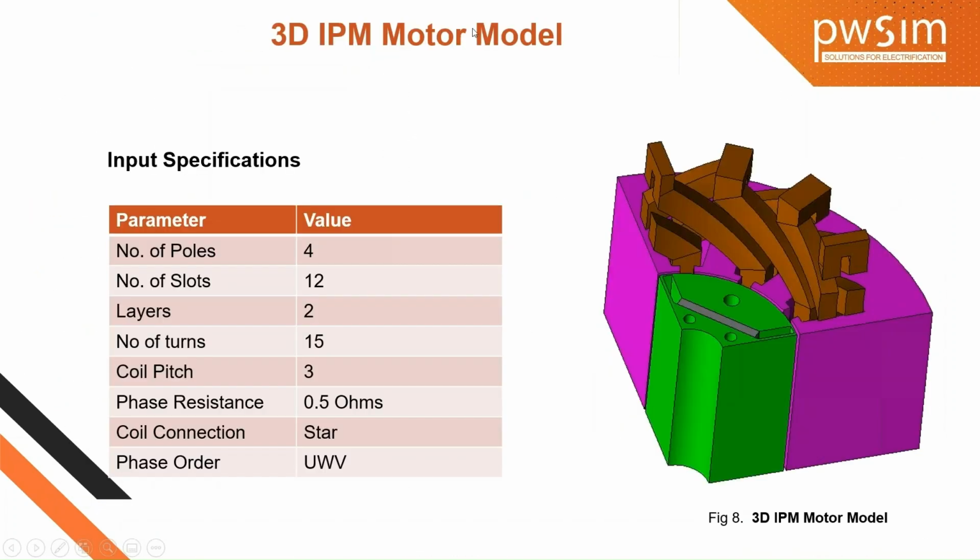And coming to the 3D IPM motor model, we have just opened one model for an IPM motor. There you can see the number of poles is 4, number of slots 12, layers are 2. This is for our understanding purpose; I have selected one random model. Coil pitch is 3, phase resistance is 0.5 ohm, coil connection is star, and phase order is selected as UWV. So for this particular model with overhang portion, I need to assign the conditions.